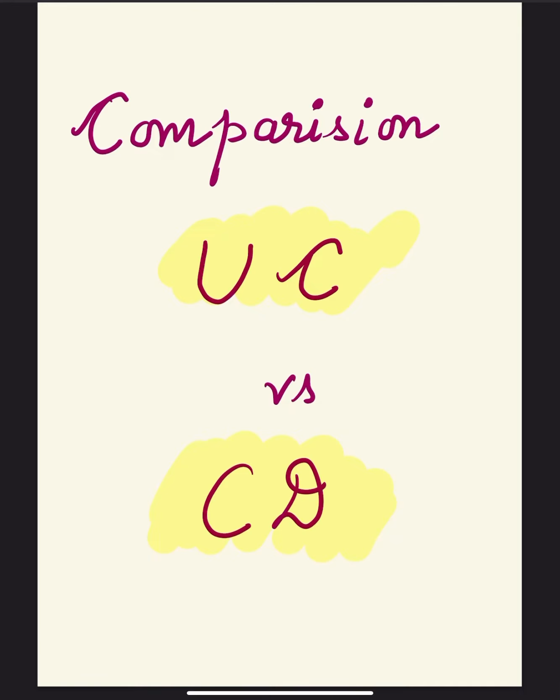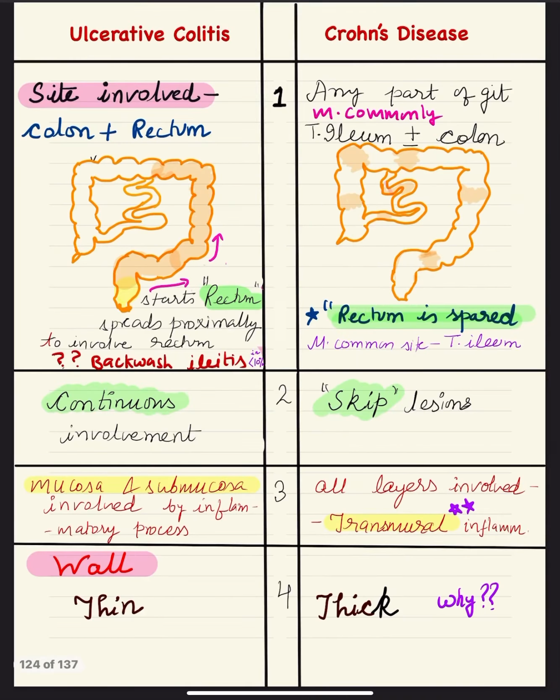Now we proceed to the comparison between these two entities, ulcerative colitis and Crohn's disease. They have some similarities but many differences as well. So let's start. In ulcerative colitis, the most important site involved is the colon and rectum. The disease goes retrograde. It starts from the rectum and goes upwards in a continuous manner. This is very important. It involves the rectum and colon and does not involve the ileum.